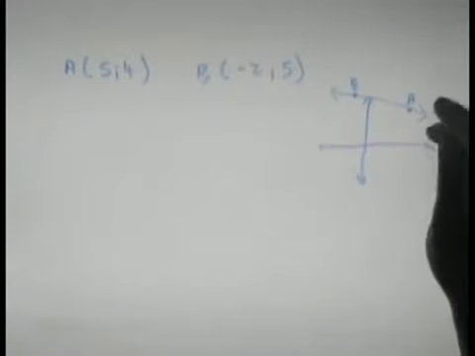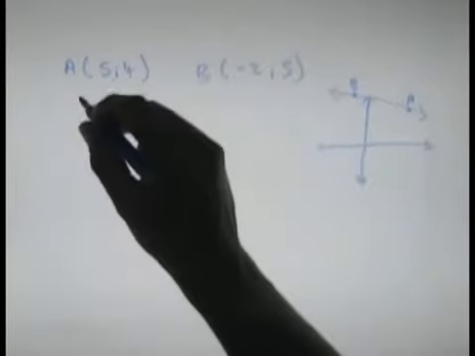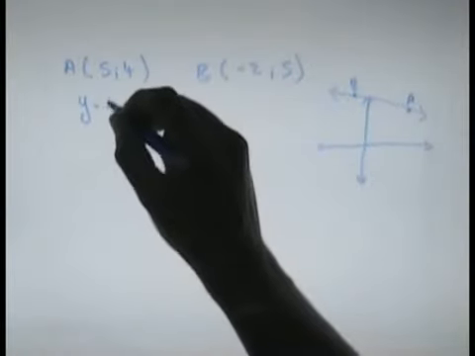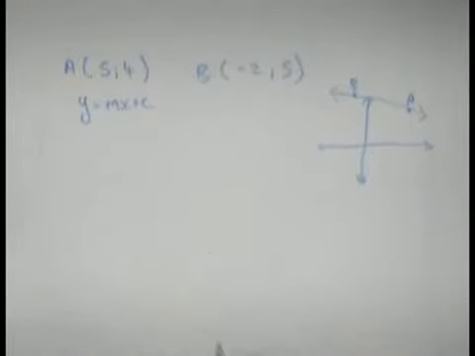To get the equation of a straight line using two coordinates, I'm going to start off by saying y is equal to mx plus c. Now this is the standard equation of our straight line.